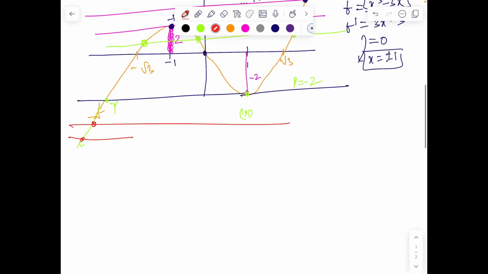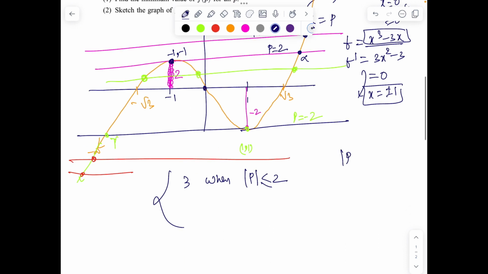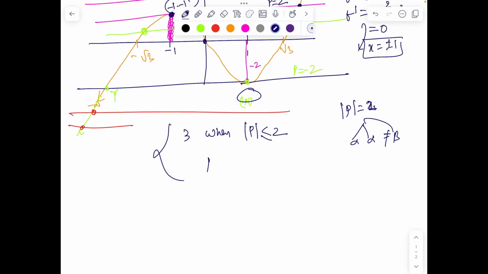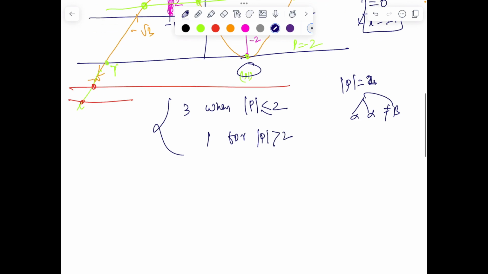So roughly I can tell the number of real roots will be 3 when mod P is less than or equal to 2, right? I'm not talking about distinct real roots, because even when mod P equals 2, which means plus minus 2, in that case we'll have two roots repeated and the third will be different, as shown here in this peak. And it will be 1 for mod P more than 2. So this will be the rough estimation of the cubic.